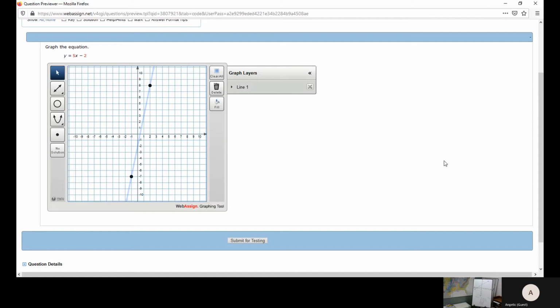You want to be careful with the terminology here. This says graph the equation. This is what they're looking for. They want you to graph the equation. If they say graph the equation or graph the line or graph all the points, they're looking for something like this. And if they say just graph specific points, well, then you just graph points here.